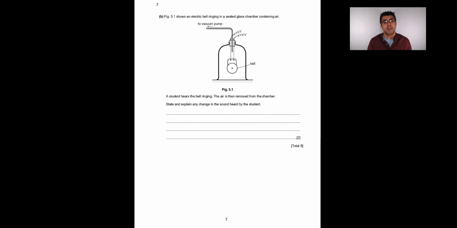Part B. Figure 5.1 shows an electric bell ringing in a sealed glass chamber containing air. A student hears the bell ringing, then the air is removed from the chamber. State and explain any change in the sound heard by the student. Well, sound doesn't travel through a vacuum, so the sound that the student hears theoretically should be non-existent, but in reality will just be much quieter, because sound doesn't travel through the vacuum.